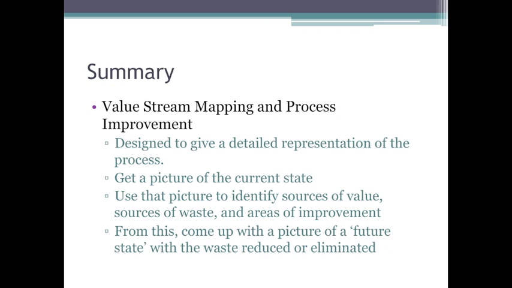So, to summarize a few things that we've seen. Value stream mapping. The idea, we get a detailed representation of the current process, draw it out visually so that we can see it, and then use that picture, use that visual representation to see what areas we can improve, to see what parts of the process we can improve and how to improve it. So from the present state, we design a future state with the waste in the process reduced or eliminated.